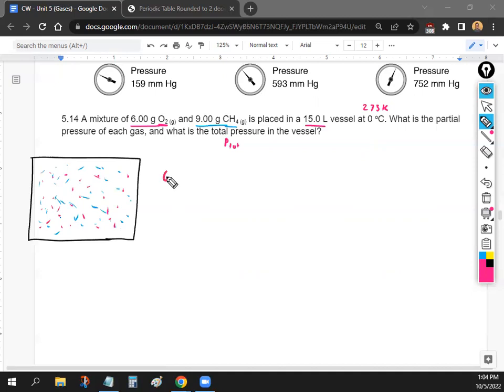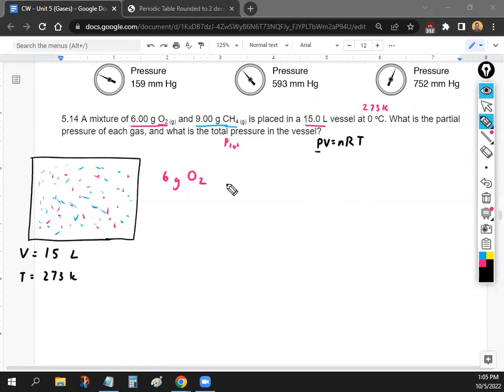Now, the only information that we have is that we have 6 grams of O2, or that's not the only information that we have. We also know that the volume is 15 liters, and we know that the temperature is 273 Kelvin, okay? Now, we know that we have to probably use the ideal gas law, right? So which one of these variables do we need to find in order to find the pressure of oxygen gas? Yeah, we need to find moles. And so we need to find n, and if we find n, we can plug everything into this equation, and that will give us the pressure.